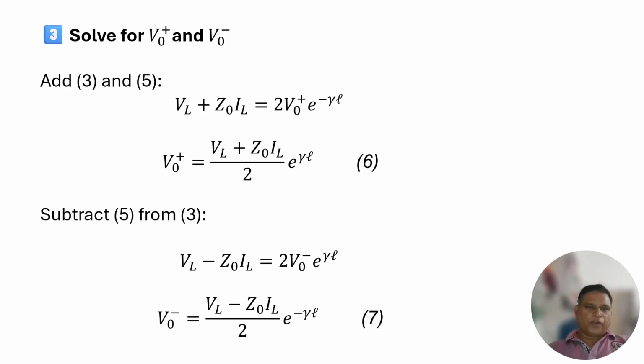Now solving for V naught plus and V naught minus, by adding equation 3 and equation 5, you will get V naught plus is equal to (VL plus Z naught IL) divided by 2 e power gamma L. Similarly, subtracting equation 5 from equation 3, we will get V naught minus is equal to (VL minus Z naught IL) divided by 2 e power minus gamma L.